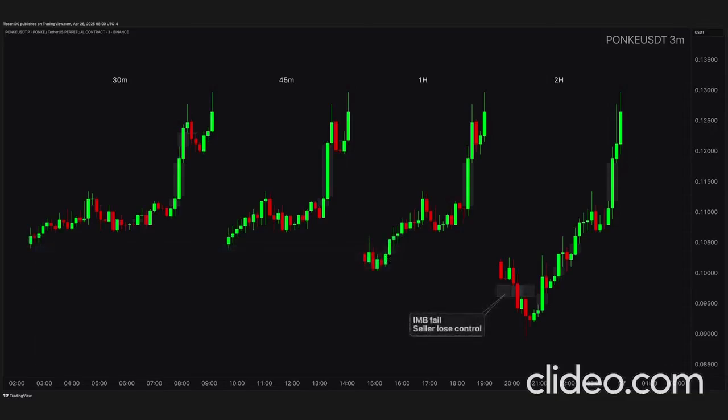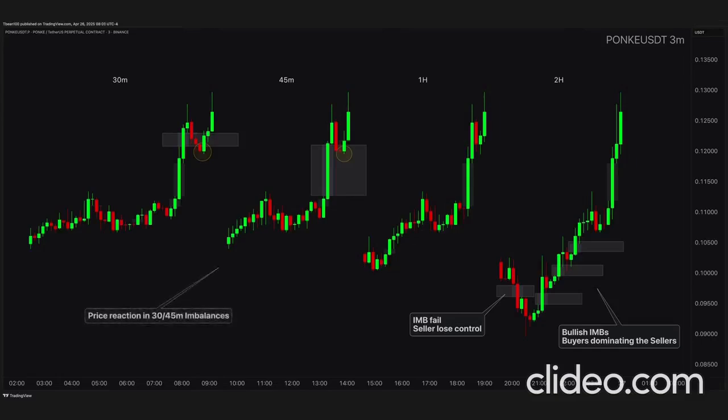Notice the two-hour chart here on the right. How the imbalance fails right here. After that, bullish imbalances appear and hold really well. This is the easiest trick that you can see the dominance in the market. If you just check the recent price action, price is holding against these three multi-imbalances, giving us a possible entry zone.